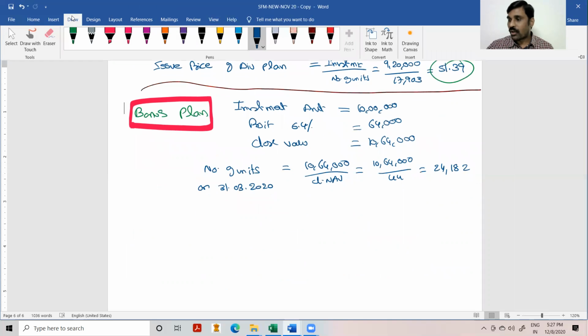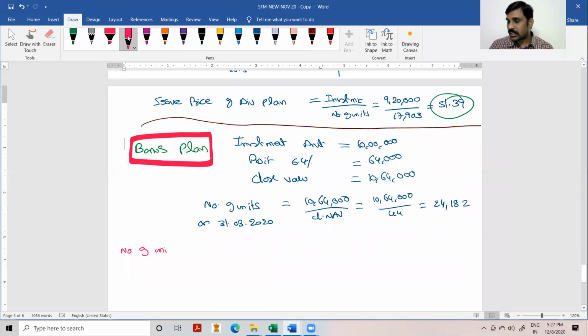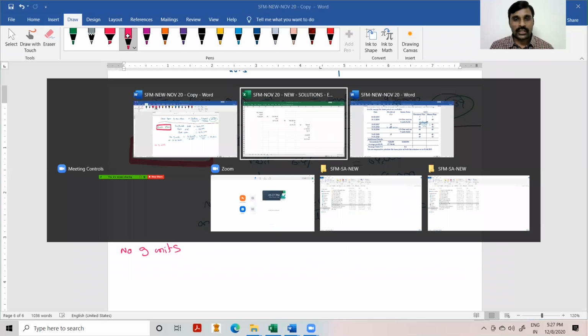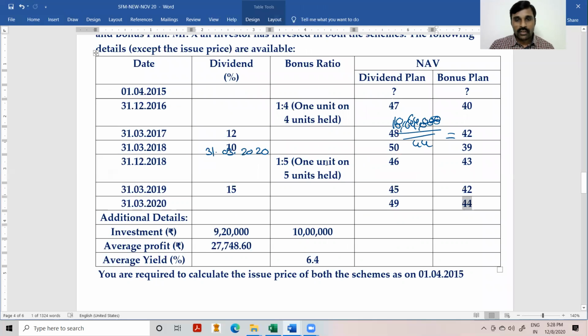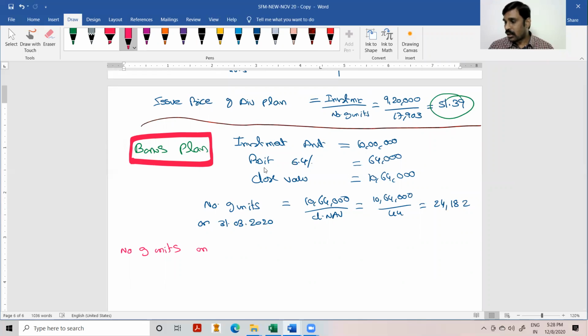Now we'll write the number of units before the bonus shares date. The first bonus shares date is 31st December 2018, at 1:5. So, number of units on 31st December 2018.